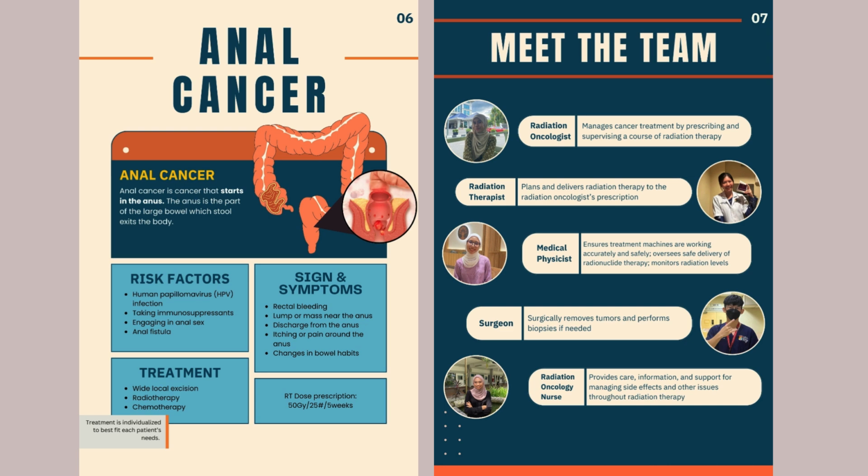Radiation therapist plans and delivers radiation therapy to the radiation oncologist's prescription. Meanwhile, the role of medical physicist is to ensure treatment machines are working accurately and safely, oversees safe delivery of radionuclide therapy, and monitors radiation levels. Surgeon surgically removes tumors and performs biopsies if needed. And the radiation oncology nurse provides care, information, and support for managing side effects and other issues throughout radiation therapy.